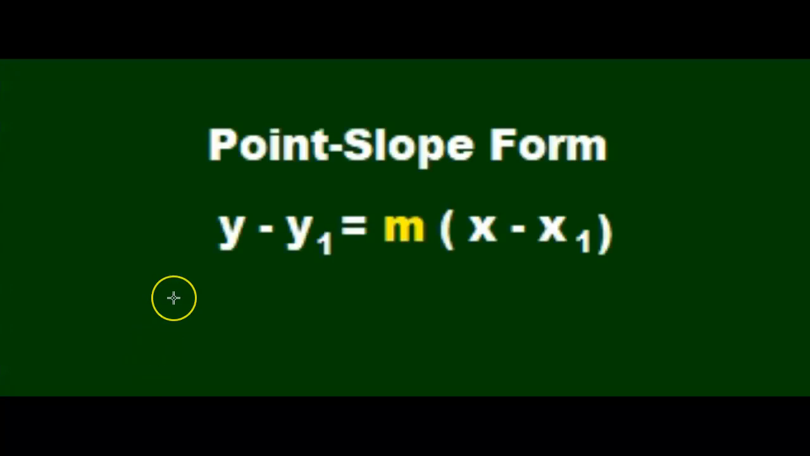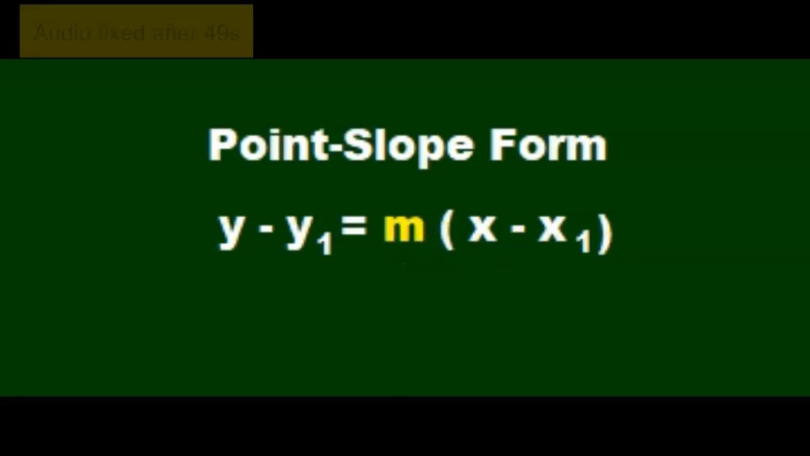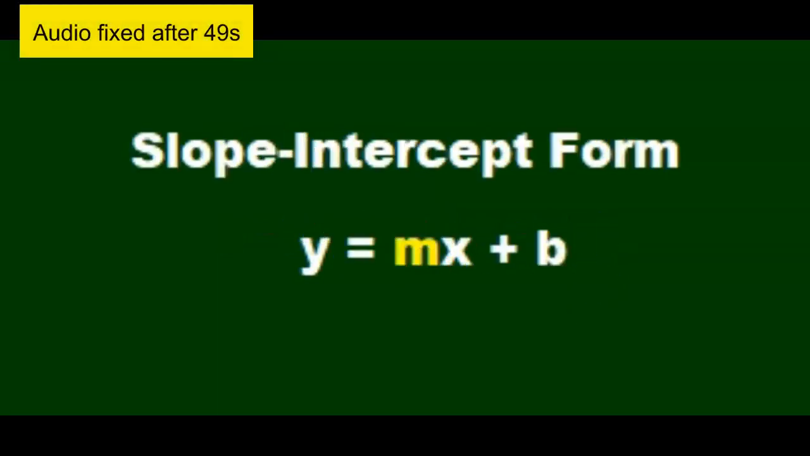Today I want to go over how we can convert an equation of a line from point-slope form to slope-intercept form to general form to standard form. Recall that your point-slope form is y minus y1 equals m times x minus x1. The slope-intercept form is y equals mx plus b.